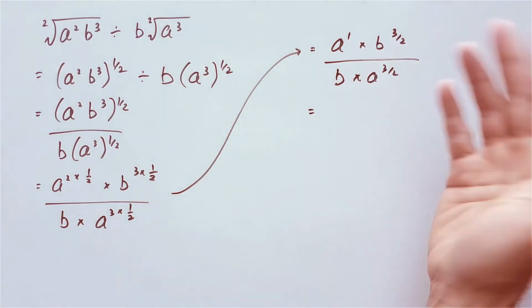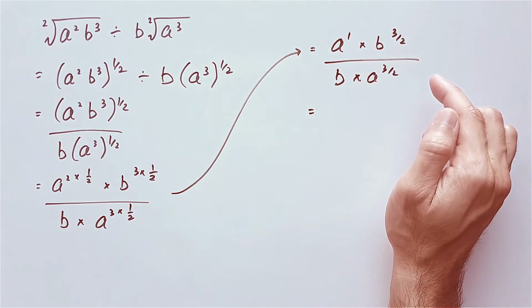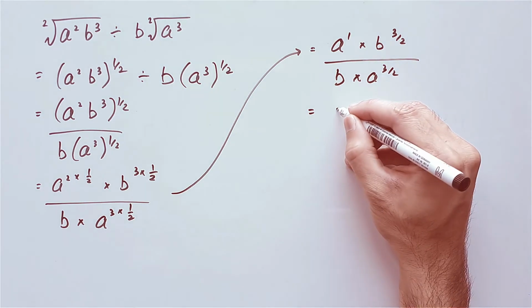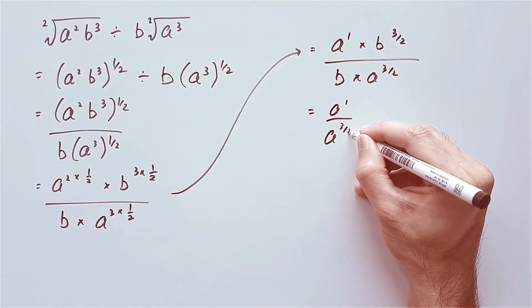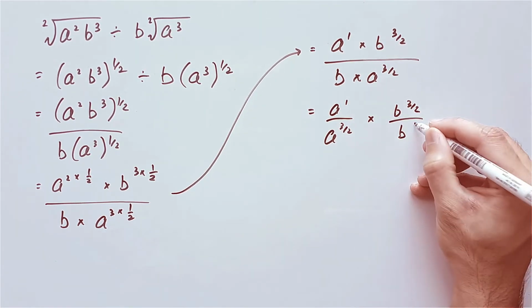And now we're back to what we had in the previous question where everything is simply multiplying or dividing each other. And the sequence doesn't really matter because you can just group them up accordingly. And so we have a to the power of 1 divided by a to the power of 3 on 2 times b to the power of 3 on 2 over b to the power of 1.